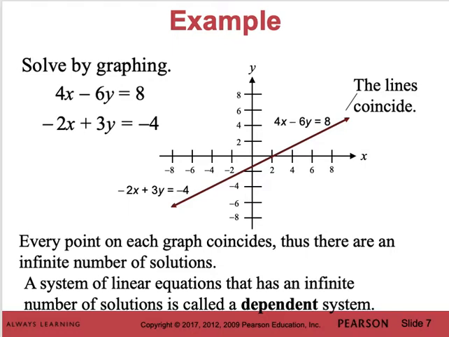Our third example shows that when we graph our two lines, the lines are the same. So there would be an infinite number of solutions because every single point on this line coincides with the other line. So in this system, we call it a dependent system when we have an infinite number of solutions.